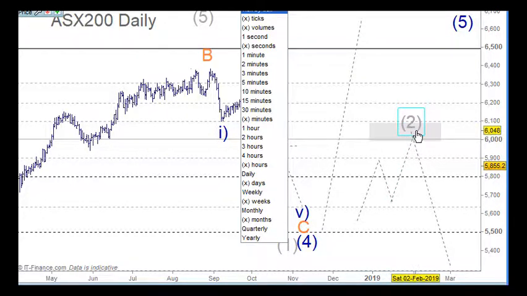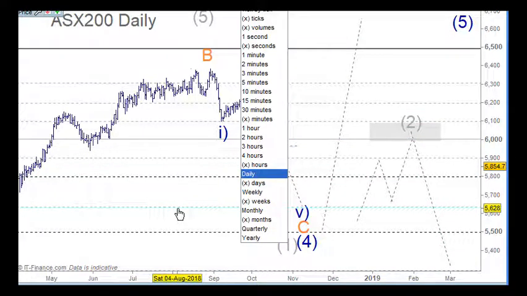And wave 2s are normally sharp and swift. But as soon as we note that it's corrective, if it gets corrective, then we'll be looking to short. So it'll probably be down around here somewhere before I can actually figure it out. But other markets should be able to give us a lead on that.